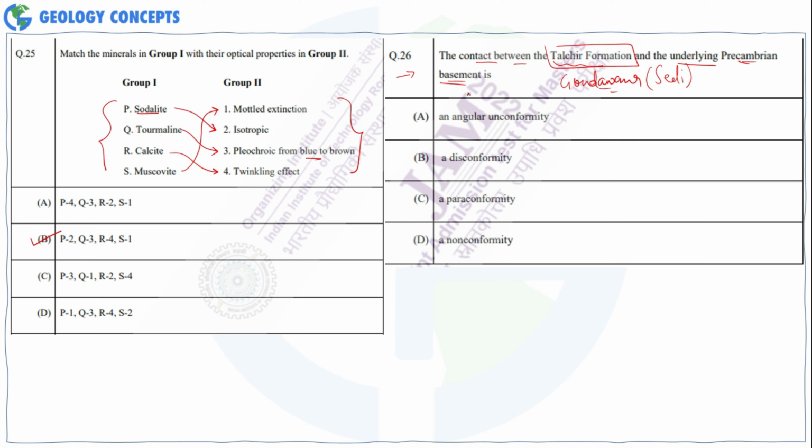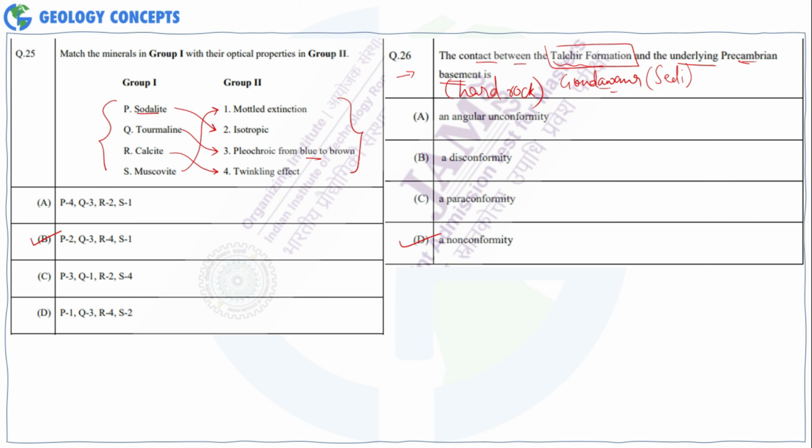Everywhere in peninsular India, if you find a Precambrian basement, it's always a hard rock, either igneous or gneiss, which is a metamorphic rock. So an unconformity separating a hard rock from a soft rock or sedimentary rock is always a non-conformity. So it's a very logical question here.